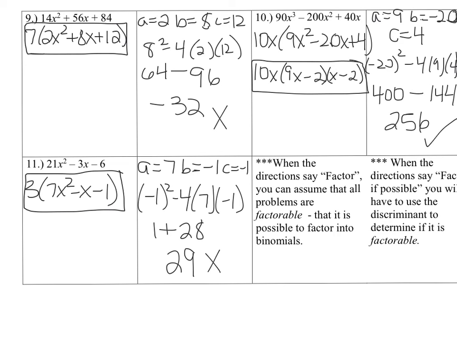So another thing to keep in mind, you might now be thinking, oh my gosh, every single time we factor, do I have to find the discriminant? And the answer to that is no. Today on your assignment, you will. So when the directions say factor, you can assume that all problems are factorable. So that is possible to factor into binomials, okay? If the directions say factor if possible, that's a clue right there that you will probably need to use the discriminant to determine if it's factorable, okay?